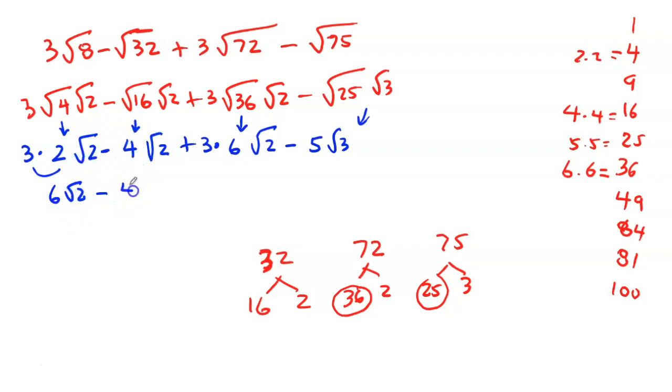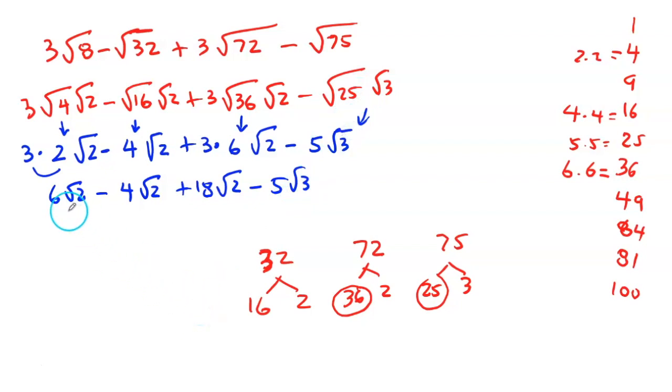There was nothing there, so it stays the same. Here there was a 3 times 6, 18 square root of 2, minus 5 square root of 3. Now we look at the numbers, and they're prime numbers on the inside, or numbers that you're not able to take out anymore.